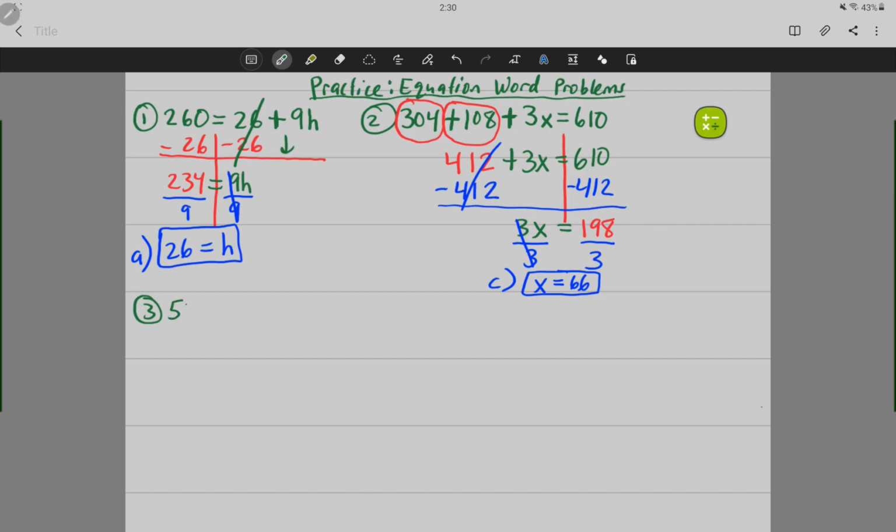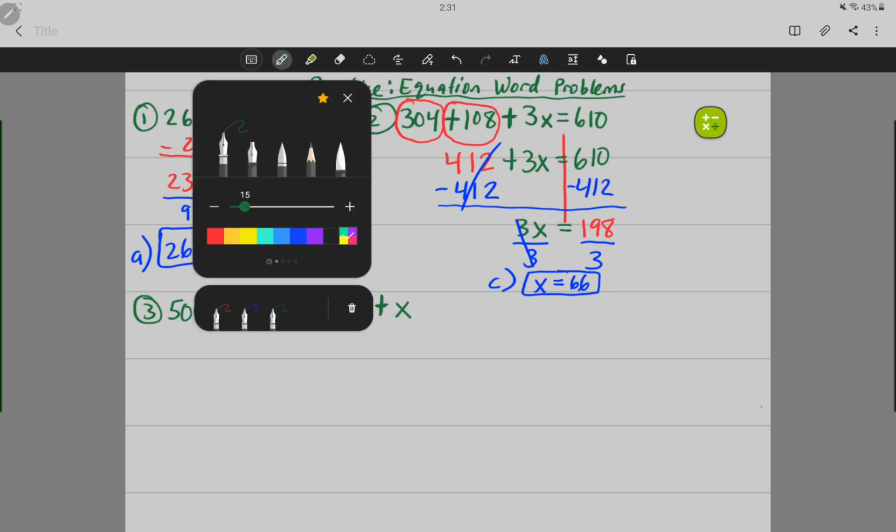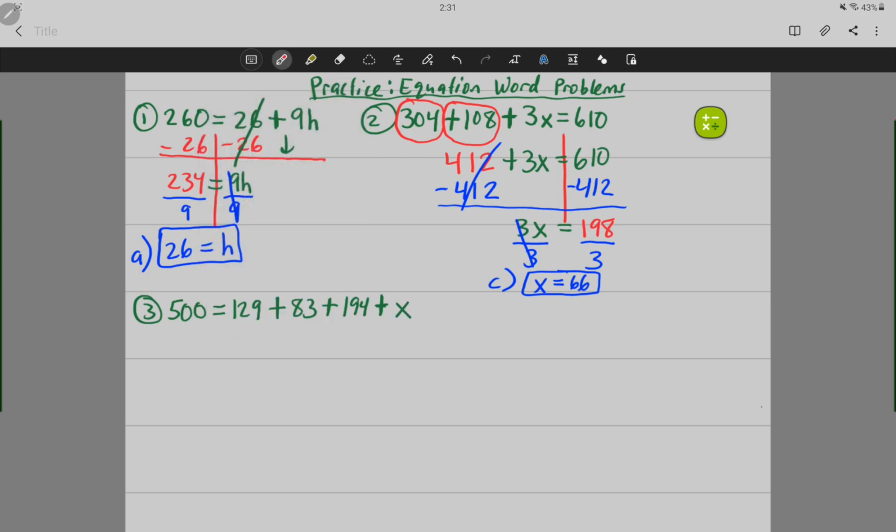It says he sold a total of $500 worth of things. Then it says one of the items was sold for $129, and then another one, so we're adding, for $83, and then another one for $194, and then we have to figure out the last item. So we don't know. Let's just put a variable. You can use any letter. I'm just using x for the time being. So now equal sign, draw the line.